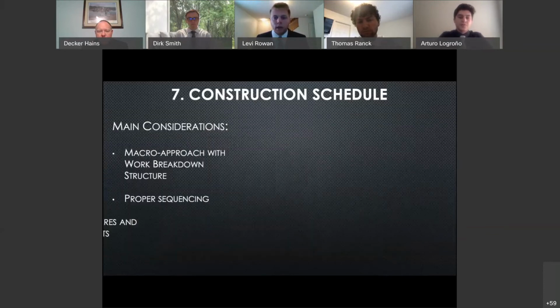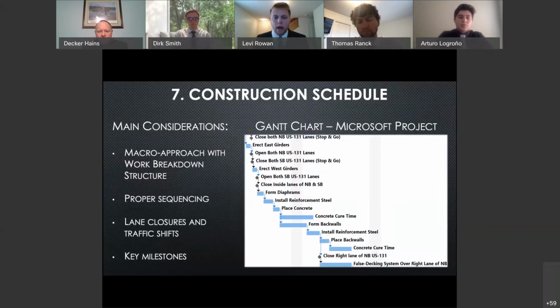To begin formulating a complex work sequence, a macro scale approach categorized major work items. Then, the work breakdown structure could be expounded upon, creating a more accurate construction schedule through our combined work experience and numerous consultations with MDOT personnel. Also embedded in the schedule are proper construction sequencing, lane closures and traffic shifts, and key milestones.